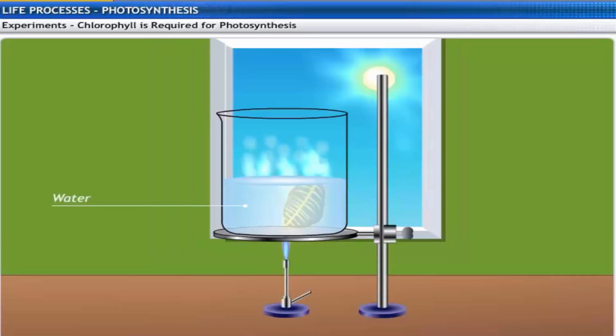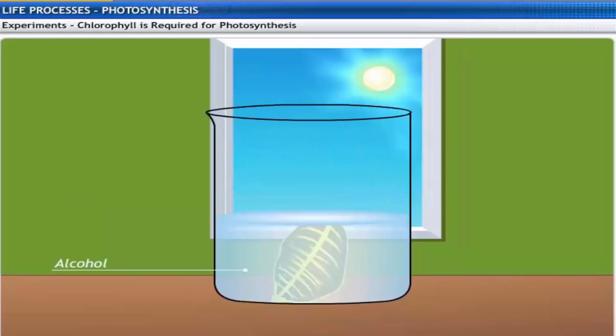Now, dip the leaf in boiling water for a few minutes. This process destroys all the enzymes in the leaf and stops any further chemical changes from taking place. After boiling, immerse the leaf in a beaker of alcohol.